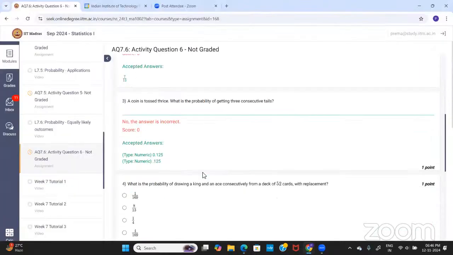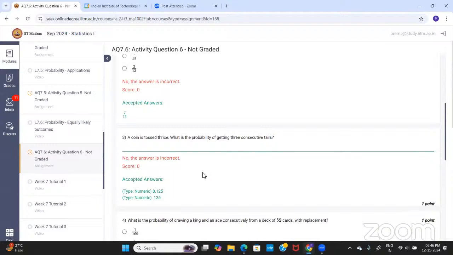The third question. A coin is tossed thrice. What is the probability of getting three consecutive tails? So this is very simple. You are tossing a coin three times, so the total number of outcomes will be eight. And you can get three consecutive tails only one time. So it will be one divided by eight. Is it clear?